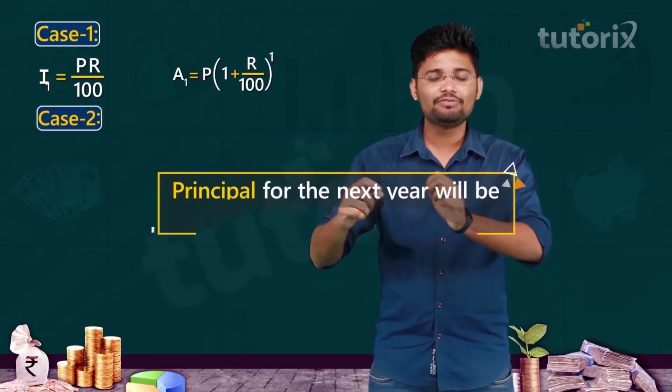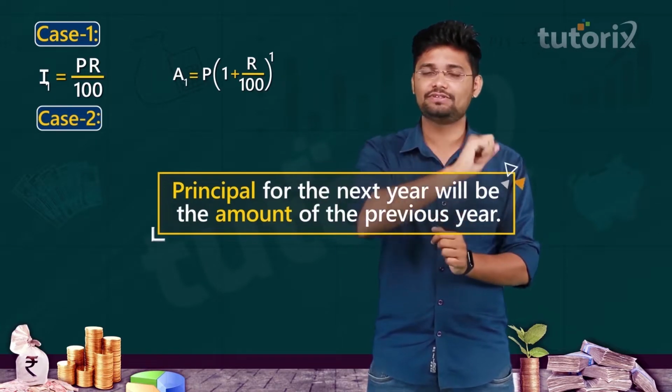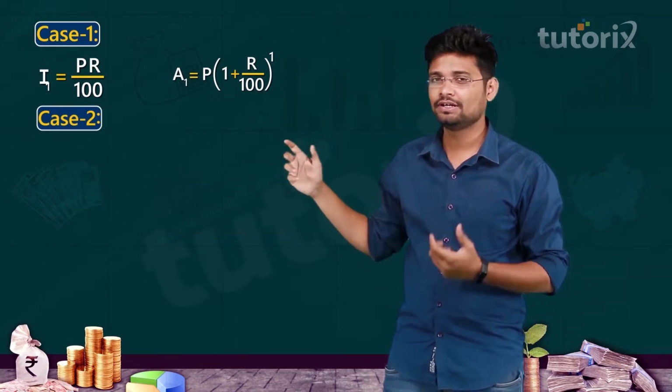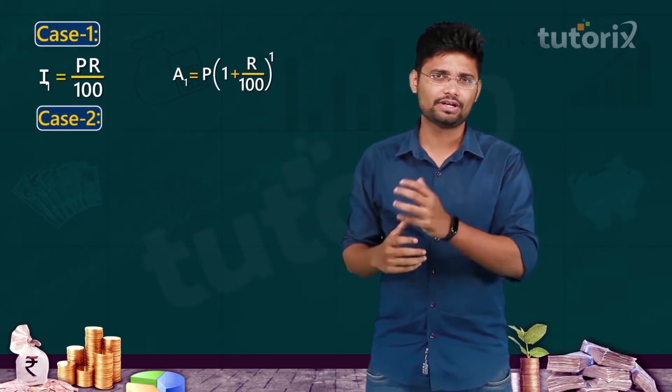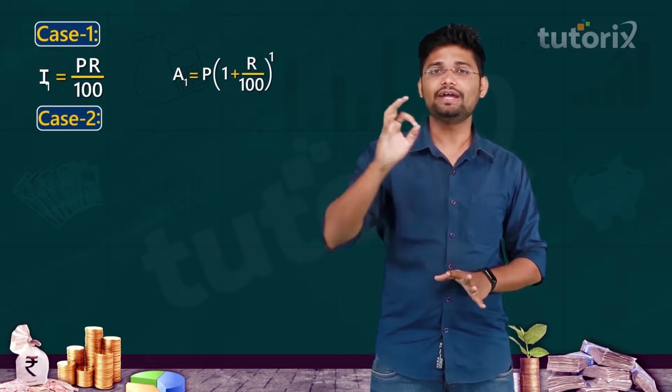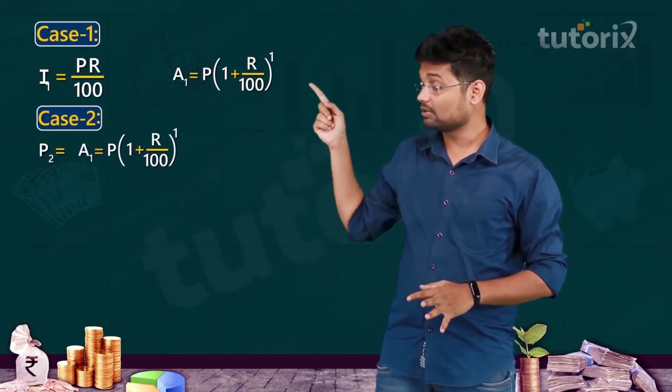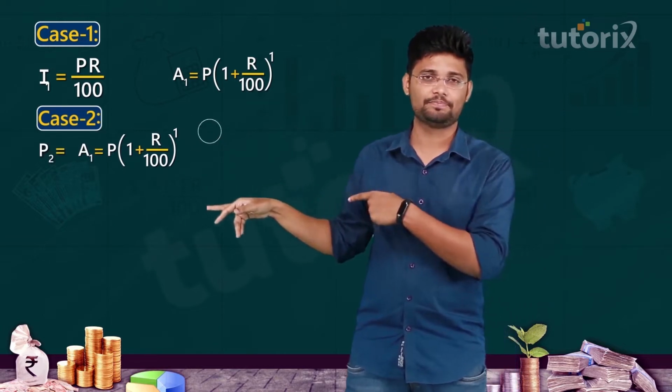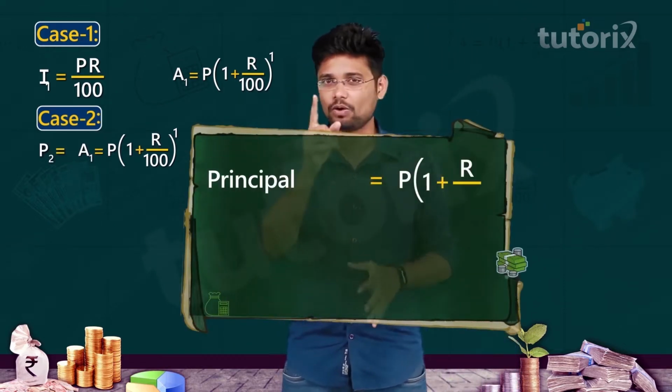Yes. Principal for the next year will be the amount of the previous year. So what was the amount in the previous year? It is P(1 + R/100)^1, right? So you should calculate the interest on this amount. So this amount will be the principal for the next year. Now principal is P(1 + R/100)^1.